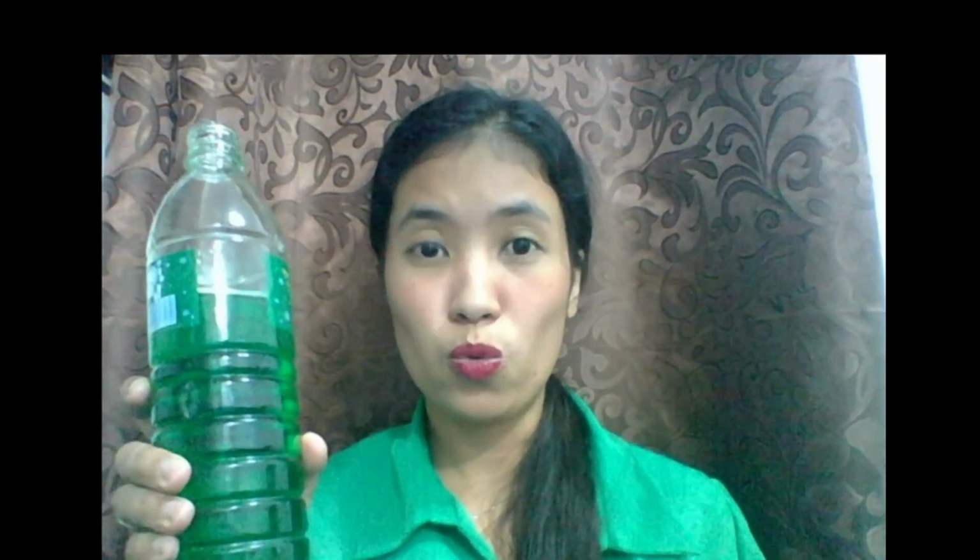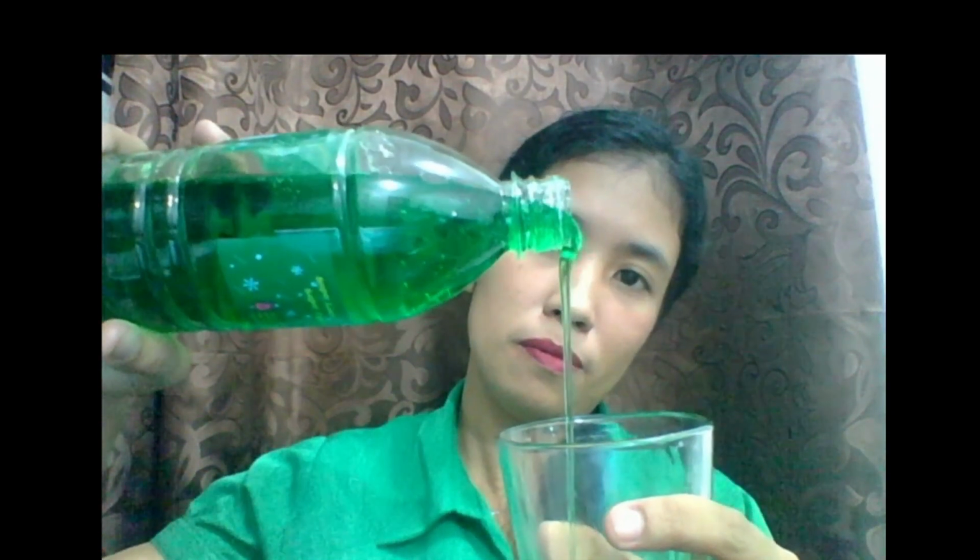How about this dishwashing liquid? Does it flow easily? No. The dishwashing liquid flows slowly. Remember, there are liquids that flow slowly and some liquids flow easily. Did you get it? Very good.